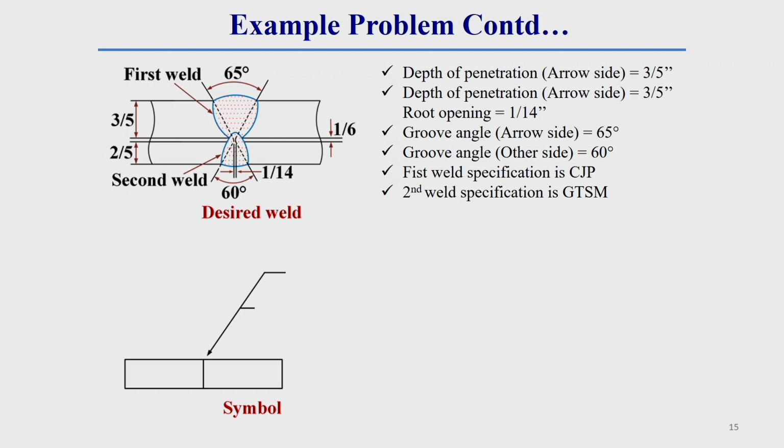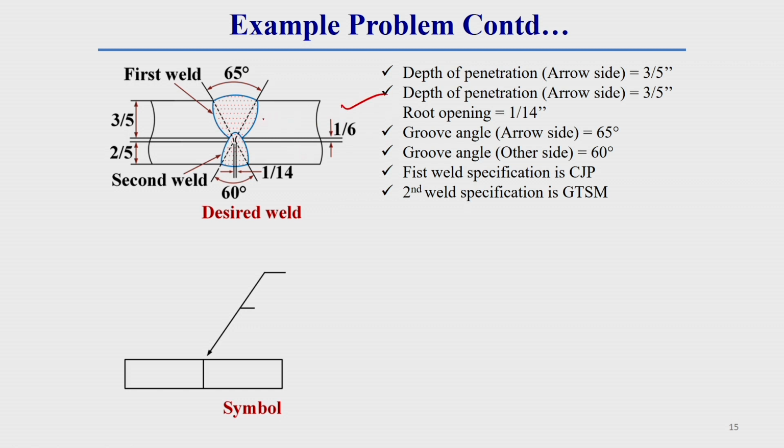Now, we will see an example of this multiple reference line and what the welding symbol will be for multiple operations of a welding process. What should be the welding symbol for multiple operations? This is a geometry of multiple welding operations.